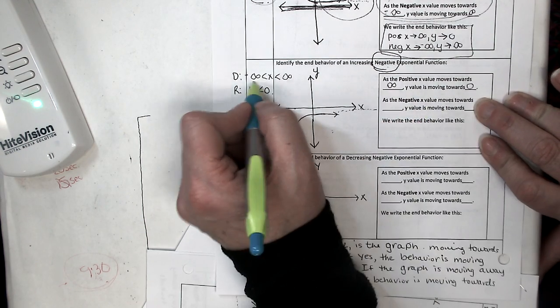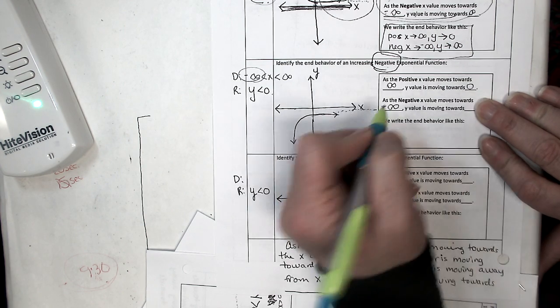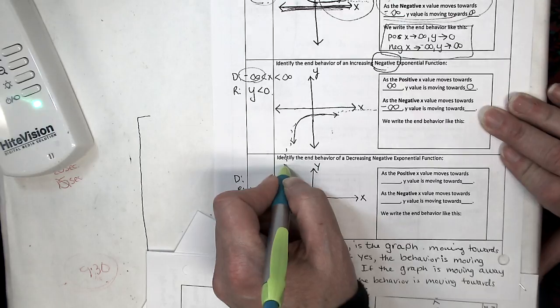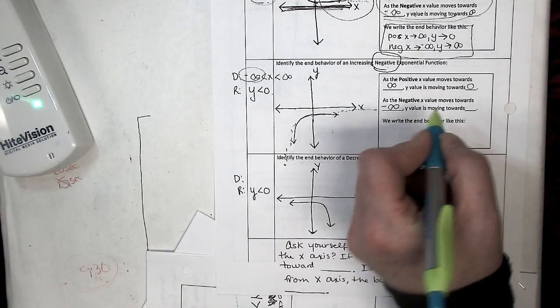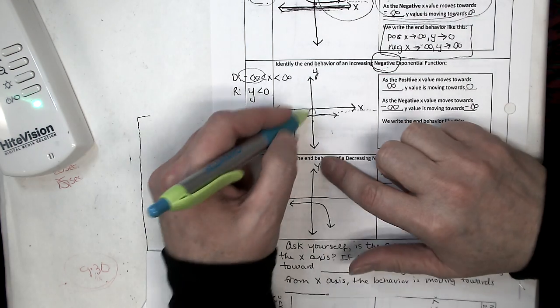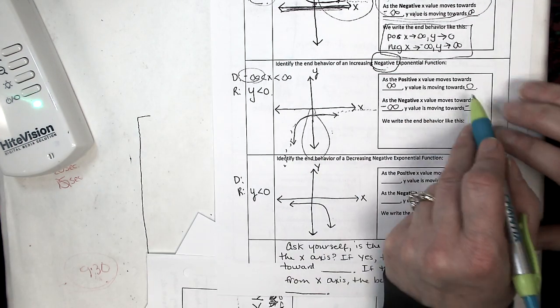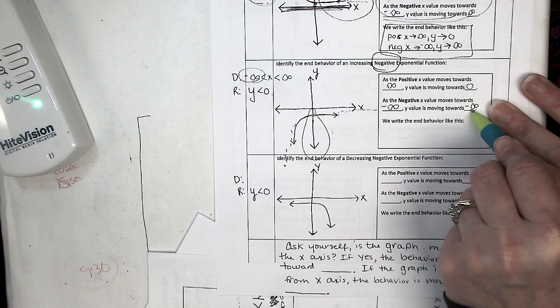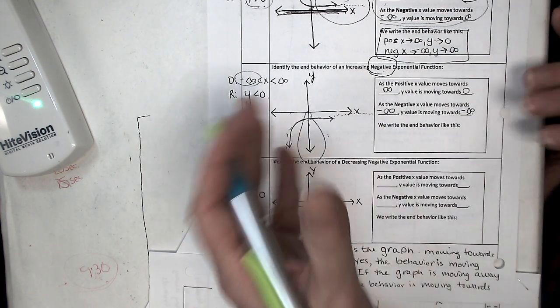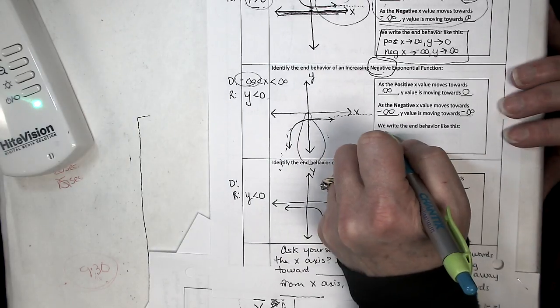Okay? All right, let's write our answer then. So what would we write? What's our end behavior? Well, as the positive x increases towards infinite, the y value goes towards 0. As the negative x value goes towards negative infinite, the y value goes towards negative infinite.